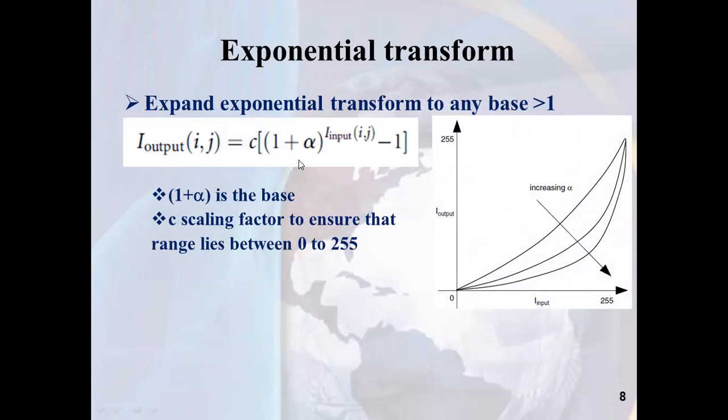1 plus alpha is the base that I want to take, it could be e or something else. c is the scaling factor, and as they say, we can take c to ensure that the values rise between 0 and 255, and it can take any values I want. Notice here it's just a scaling value using alpha.